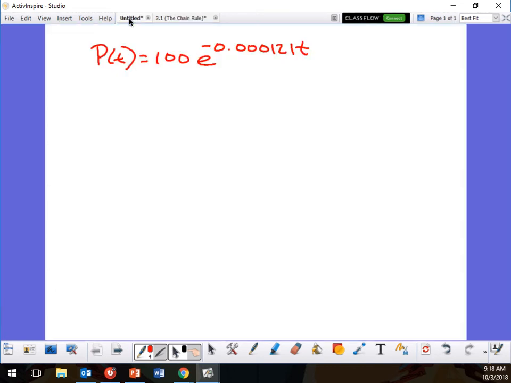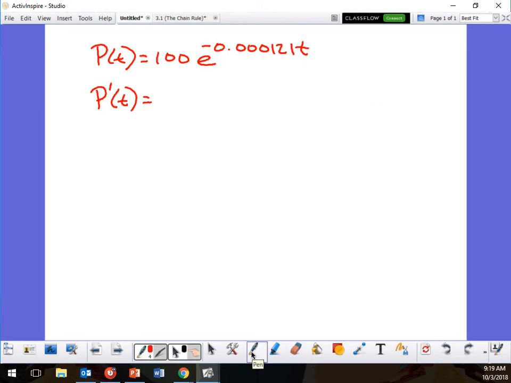So P prime of t is going to be equal to, now, chain rule. I would take the derivative of the exponent, which is this piece up here, right? Doesn't this go out front? Because whatever the exponent is gets multiplied by what's already out there, right? Like 2x squared, where does the 2 go? The 2 times the 2, right? It's the exponent times the coefficient, the number up front. And that's what I'm trying to get at.